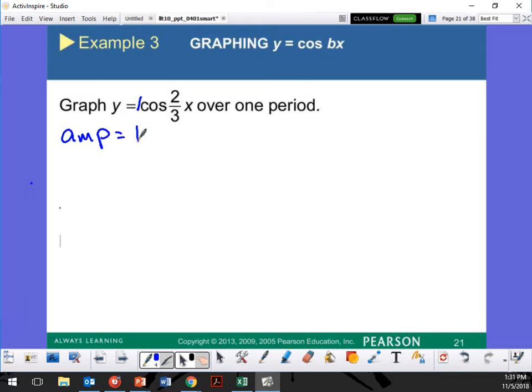So, next we're trying to figure out the period. So, what does my period always start with? It's going to be 2 pi is equal to, what did I say? 2 over 3, right? Yeah.